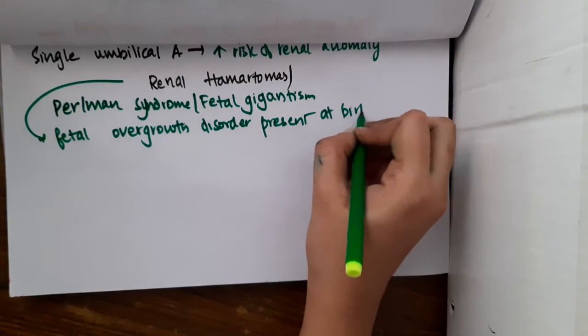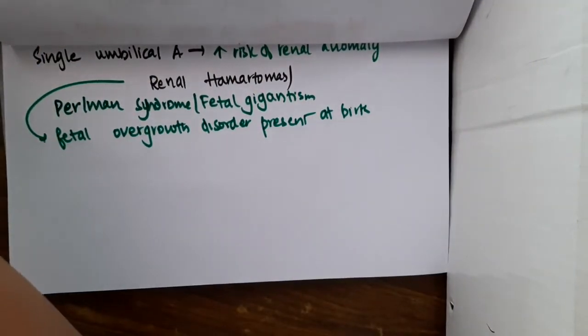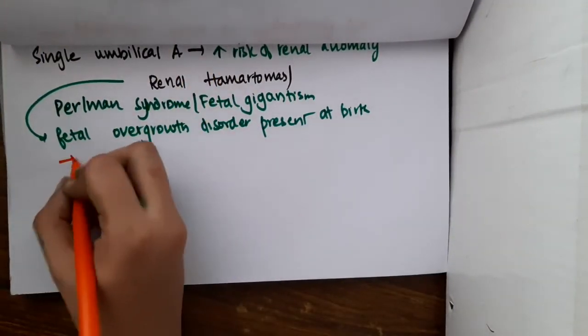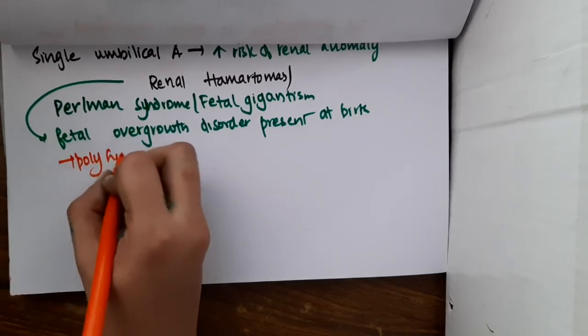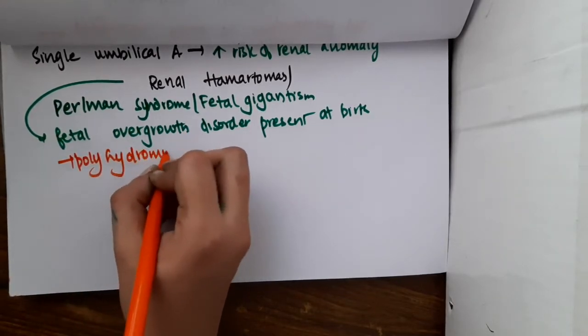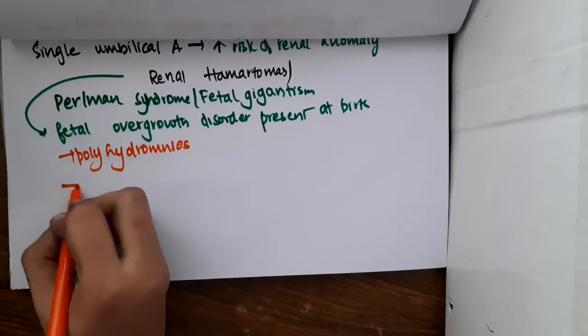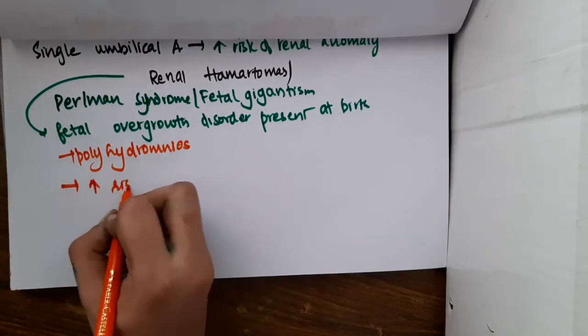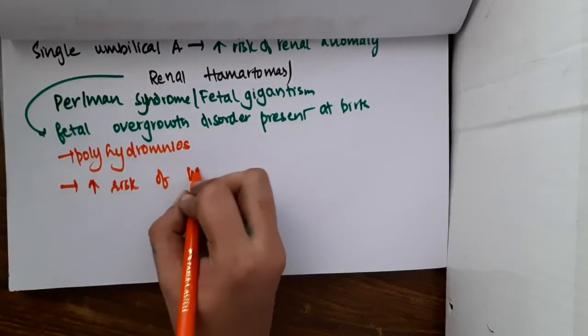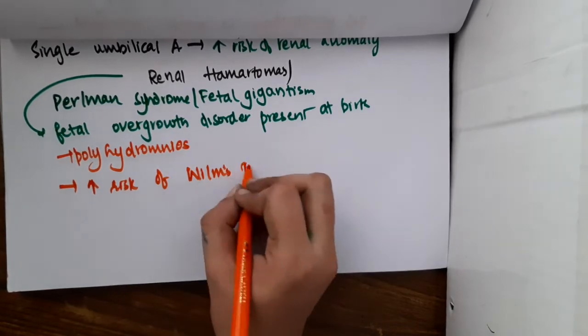Where do you see this fetal overgrowth disorder? It is actually characterized by polyhydramnios, that is increased amniotic fluid, and here in these patients you will see an increased risk of Wilms tumor.